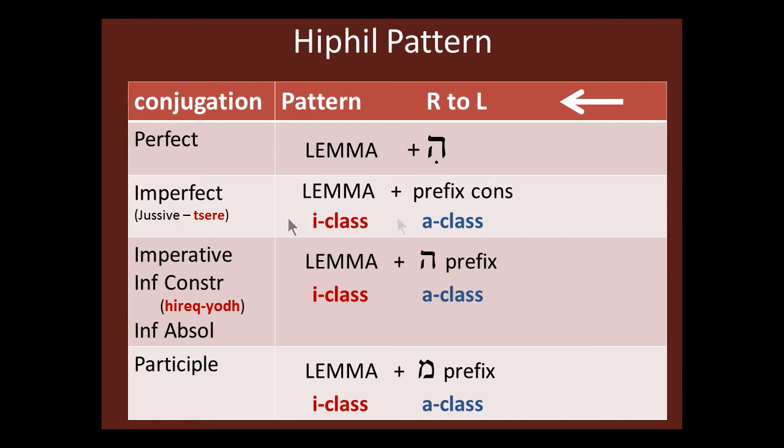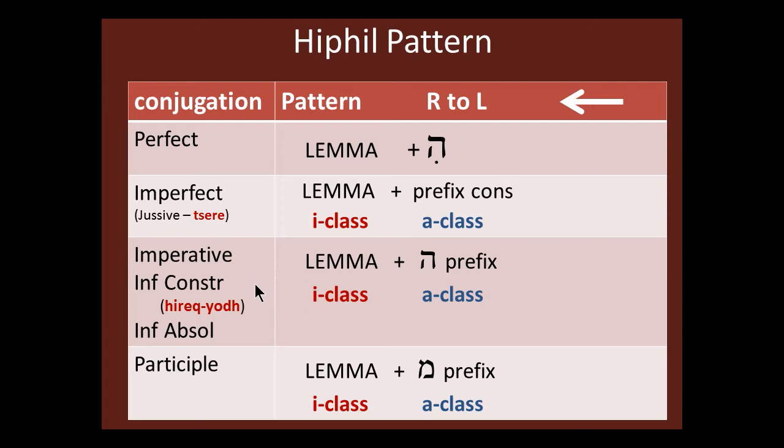The Hifil, we saw, of course, in the perfect, you have a he with I-class, a hi prefix, and then of course your lemma. So that would be the perfect hi, and then the lemma. Imperfect, you're going to have under your prefix consonant an A-class vowel followed by the lemma with I-class vowel. And if the I-class vowel is a tsere, it's going to be a jussive, because the tsere is a shorter I-class vowel than hirik yod.